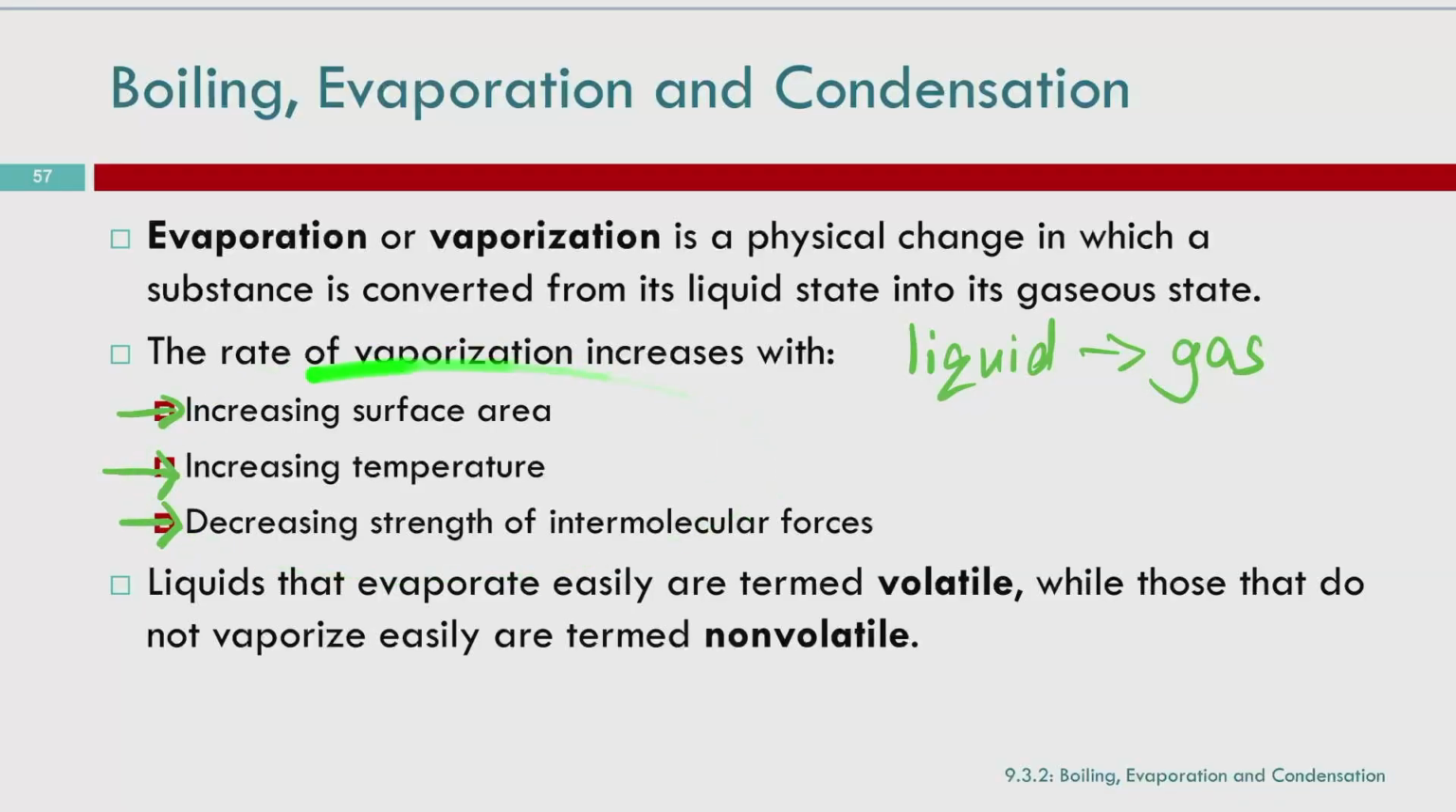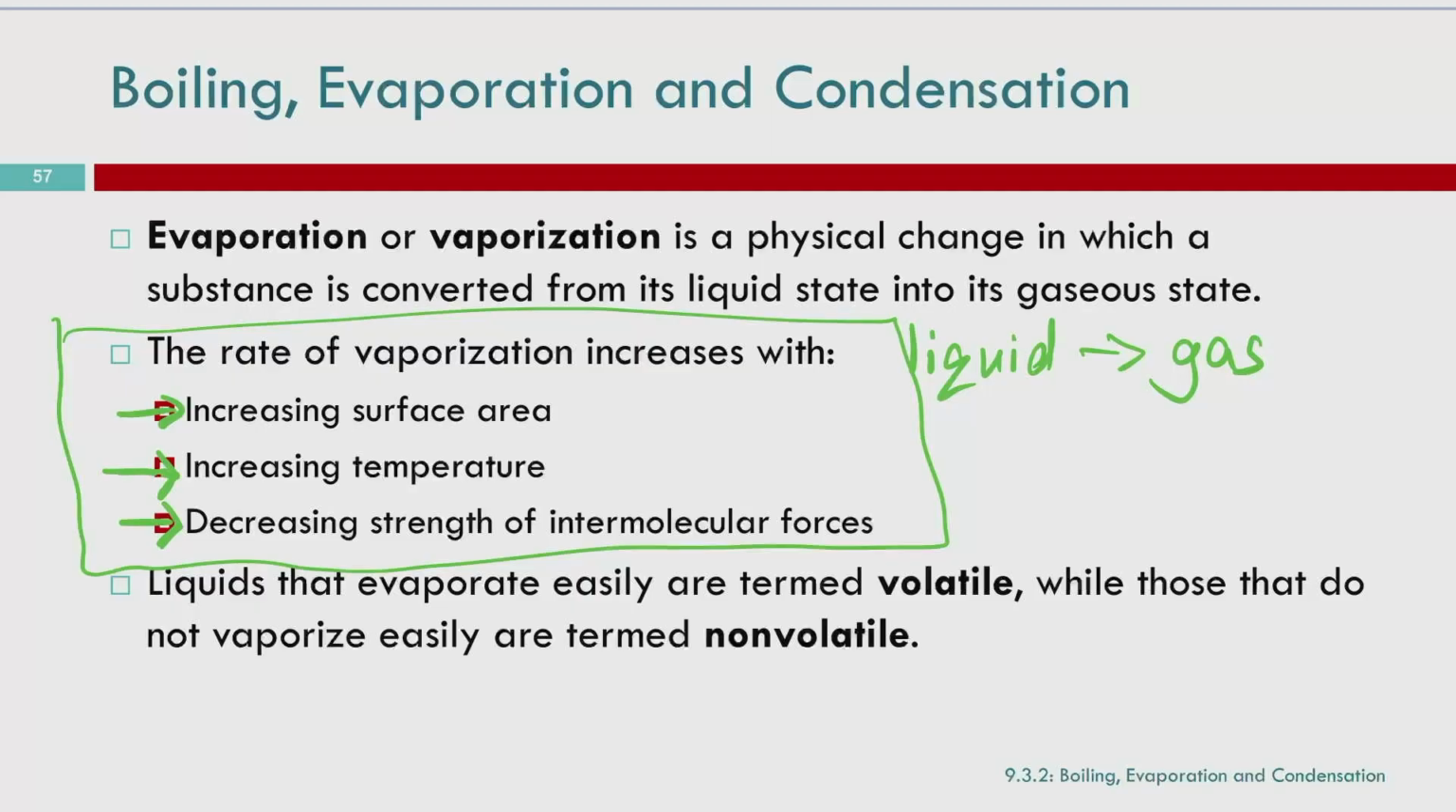So those are three things that change the rate of vaporization. The arrows are important. We'll put a box around it too. Might as well. Liquids that evaporate easily are termed volatile. I think the reference point, at least in my head, is compared to water. So if it evaporates more easily than water, it's volatile. If it vaporizes less easily, then it's non-volatile.